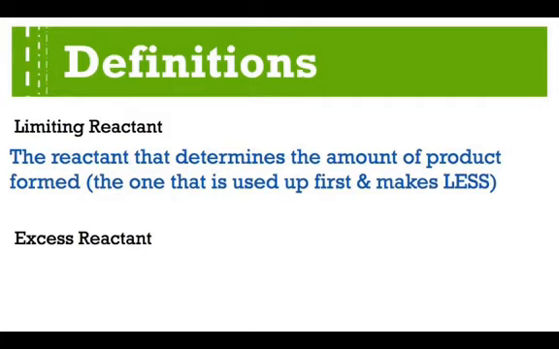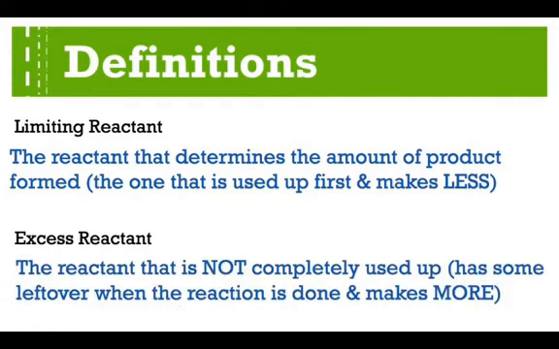And so, just like if you're making pancakes and you have 15 cups of flour, but you only have 3 eggs, the eggs are going to be running out before the flour. So the eggs would be our limiting reactant. The excess reactant is the one that is not completely used up. It's the one that has some left over when the reaction is done. So in that case, that would be our flour or baking mix there, because I had plenty of it to make all of the pancakes that I want and some left over.